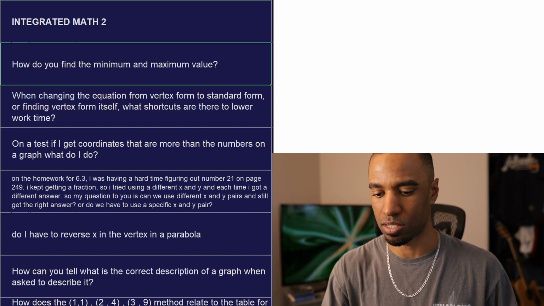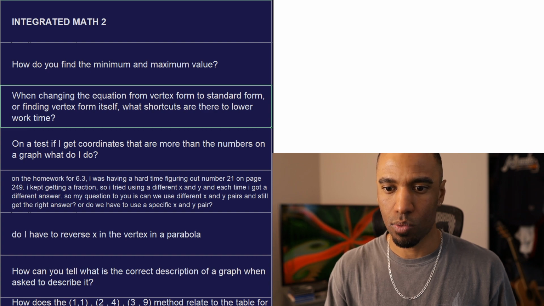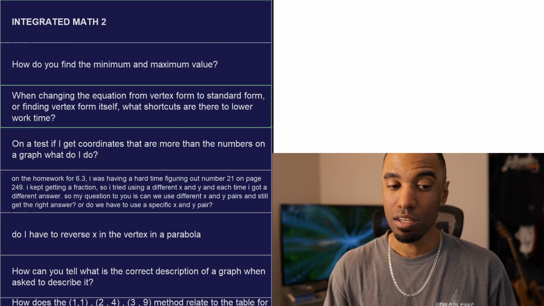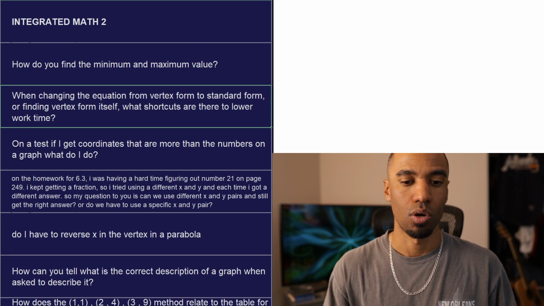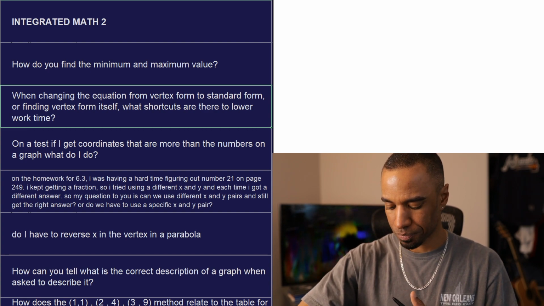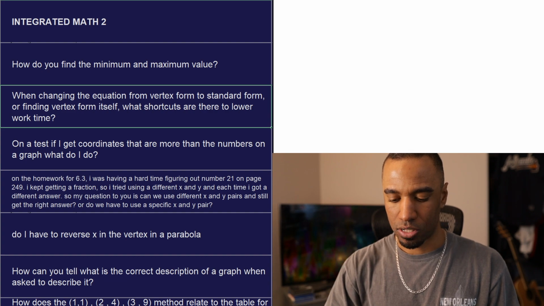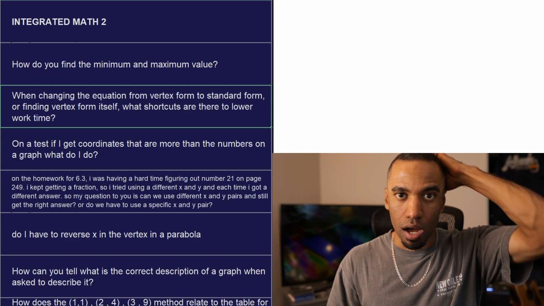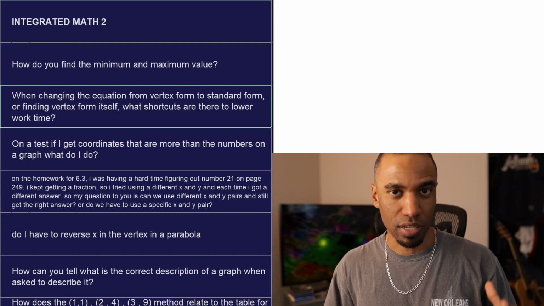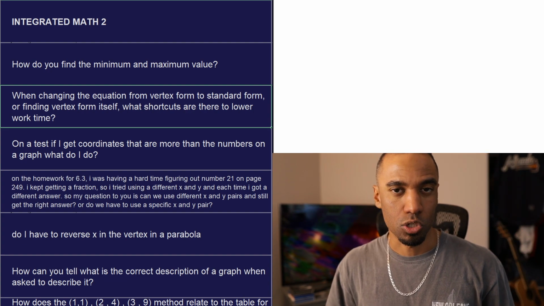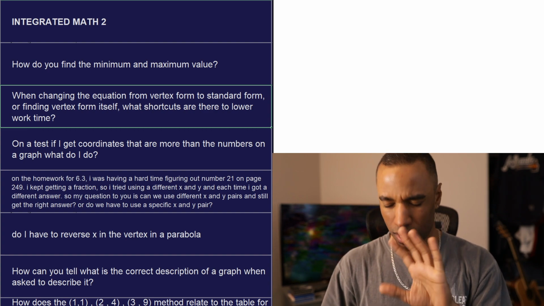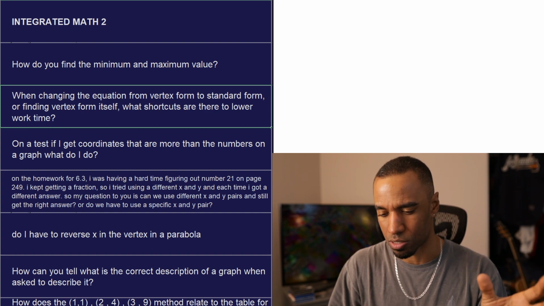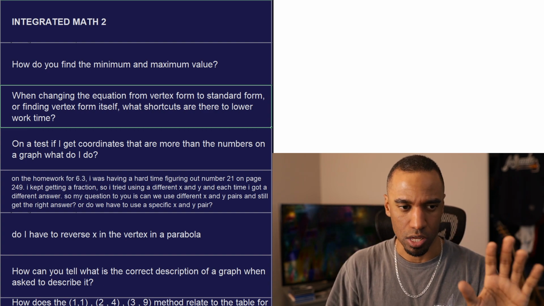And the next question that's asked is, when changing the equation from vertex form to standard form, or finding vertex form itself, what shortcuts are there to lower work time? Well, if you're talking about writing vertex form out of a table, like a table of values, like you're trying to find the a. Okay, time out. Let me think about how I want to answer this one right here, because there are 2 questions. Let me answer in the order that you asked it.